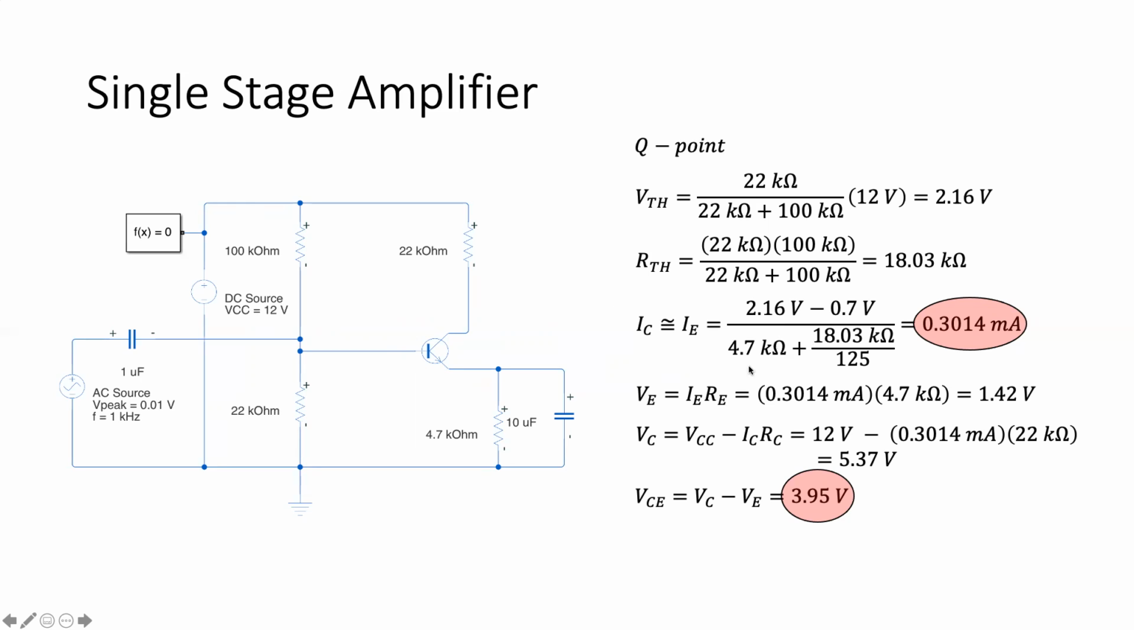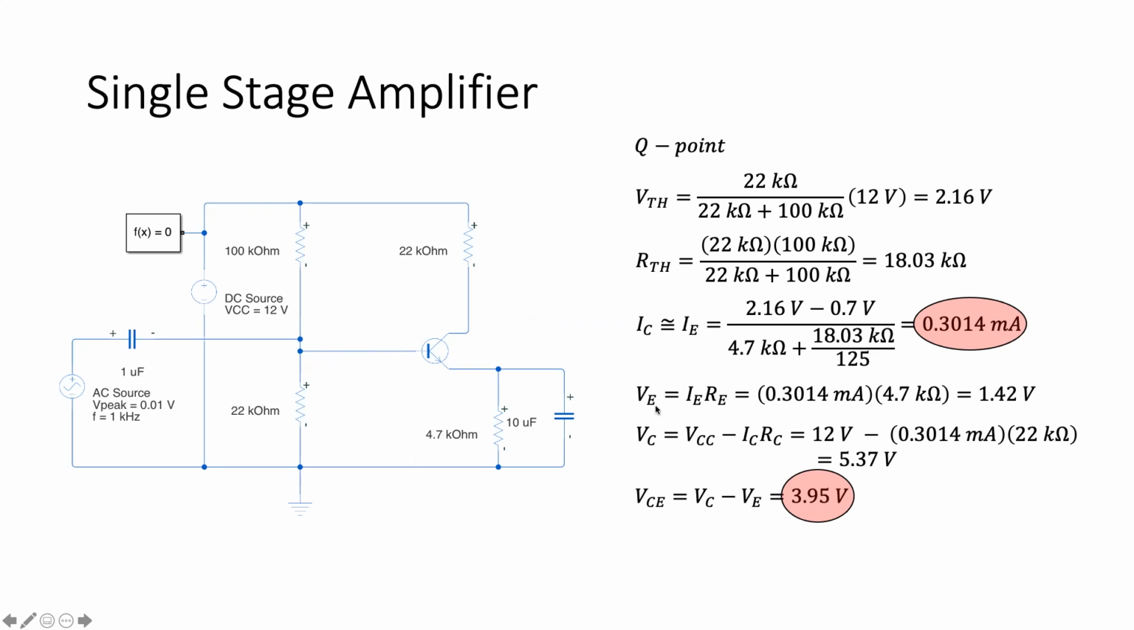Okay, and of course, divide the load by the resistance across the emitter plus the Thevenin resistance divided by 125. So essentially it's the resistance here, kasi itong resistance na nakikita dito is 18.03 kilo ohm, divided by 125 na beta. So when you do that, you get an emitter current of 0.3014 milliamperes, and of course the collector current is approximately the same.